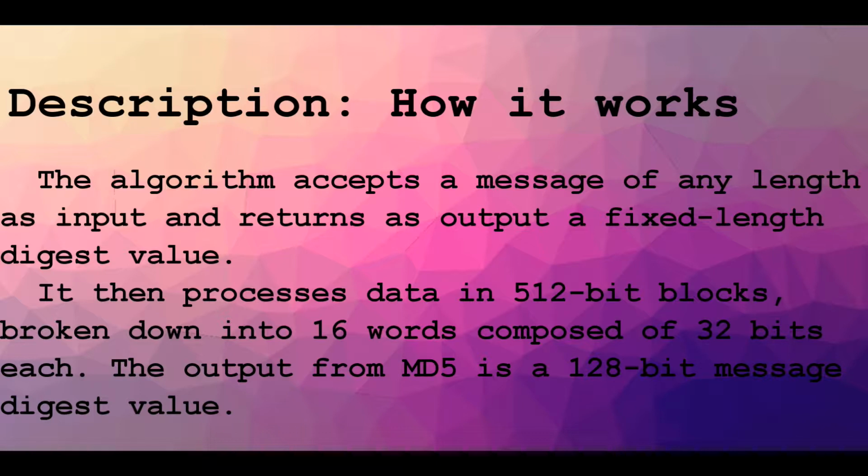The MD5 message digest hashing algorithm processes data in 512-bit blocks broken down into 16 words composed of 32 bits each. The output from MD5 is a 128-bit message digest value.